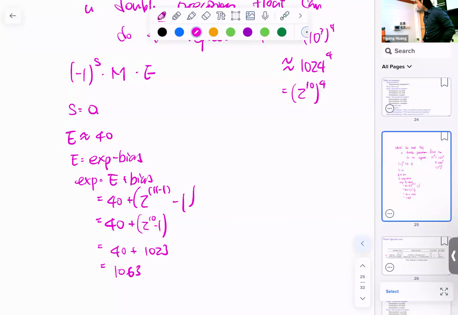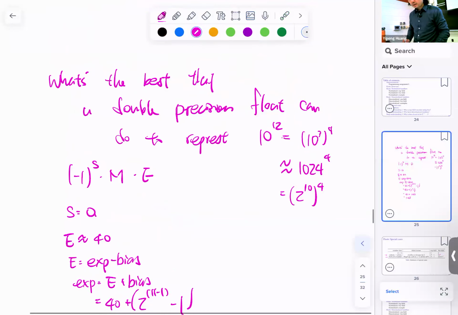Okay, and our original inquiry, right? What is the best that a double precision floating point number can do to represent 1 plus 1 quadrillion? In a double precision floating point number, is there a difference between a quadrillion and 1?